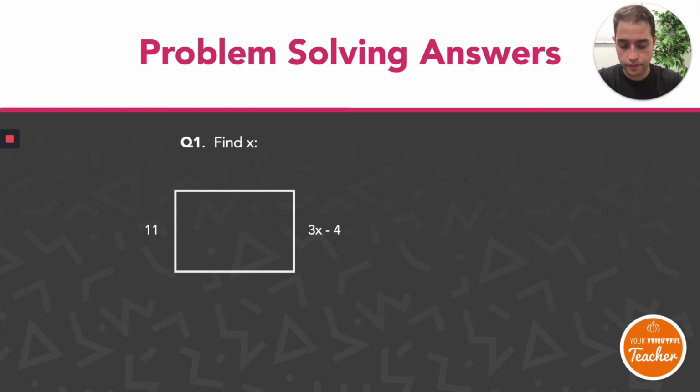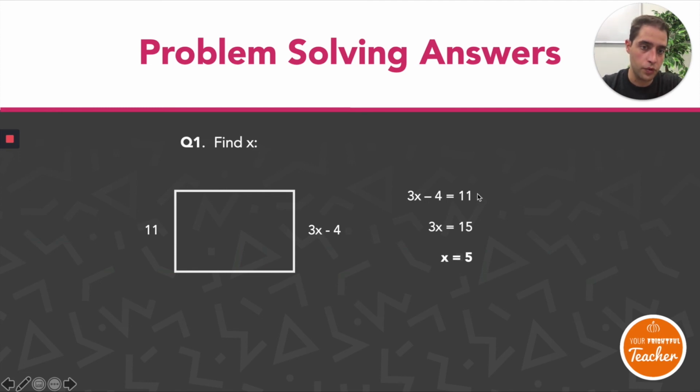Okay, time is up. So I wrote it down first: 3x minus 4 equals 11. Because it's a rectangle, I know both opposite sides are the same. So then I work to simplify.